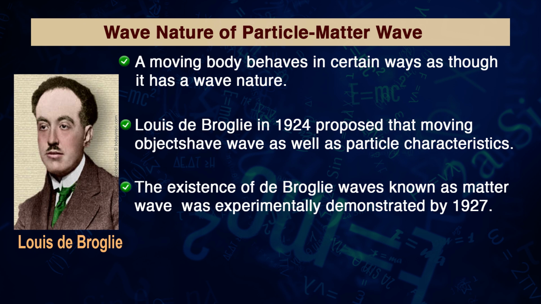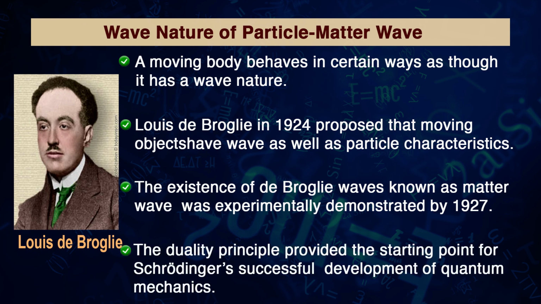This was experimentally demonstrated in 1927 by two groups of scientists, Davisson and Germer, and G.P. Thomson, the son of J.J. Thomson, and that duality principle provides the starting point of Schrodinger's successful development of quantum mechanics. So, this is one of the milestones in the development of quantum physics, this dual nature of matter, that is the matter wave.